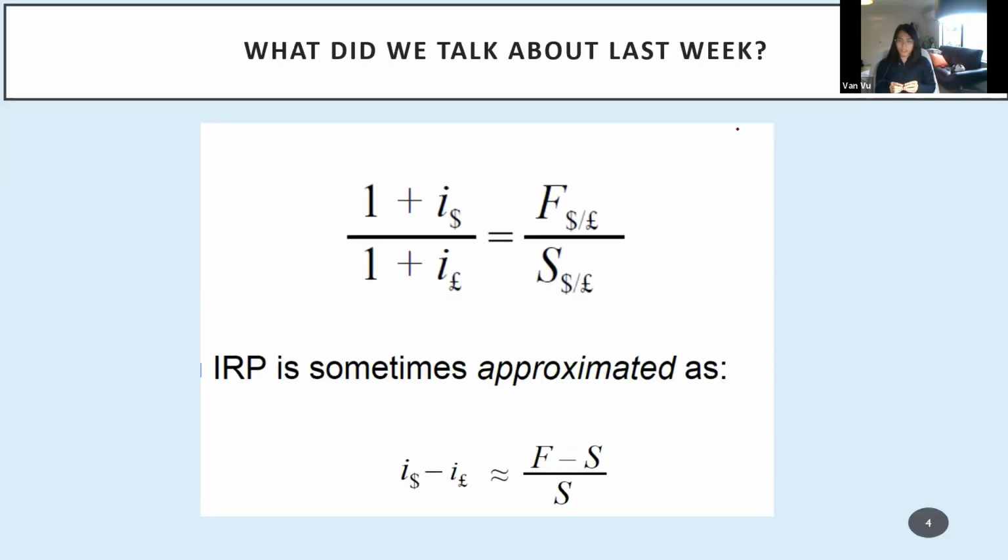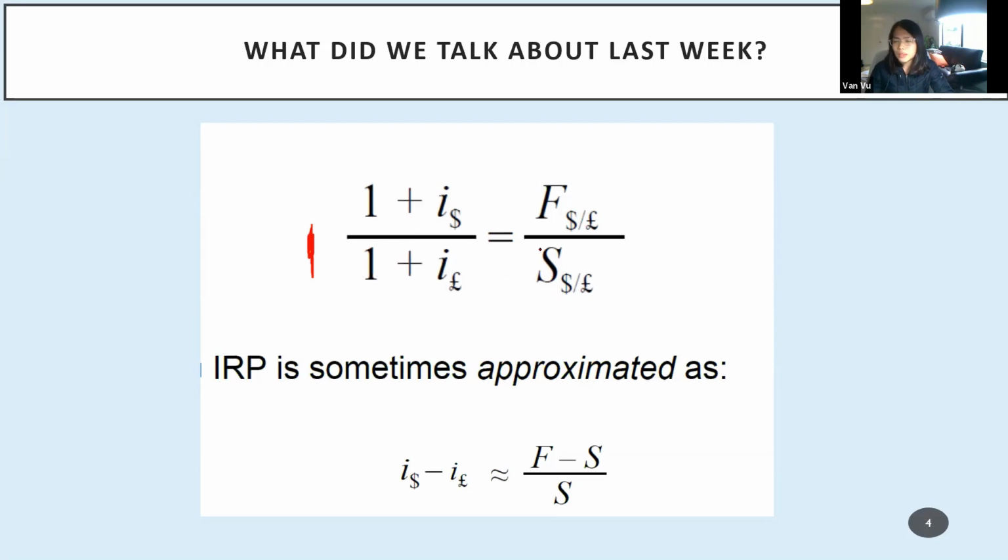In terms of today's lecture, I'm going to first revise what we talked about last week. Last week we introduced the first international parity condition, which is the IRP, or interest rate parity. This is my interest rate parity. It's slightly different in the tutorial, but I just rearranged the equation. It shouldn't be any different.